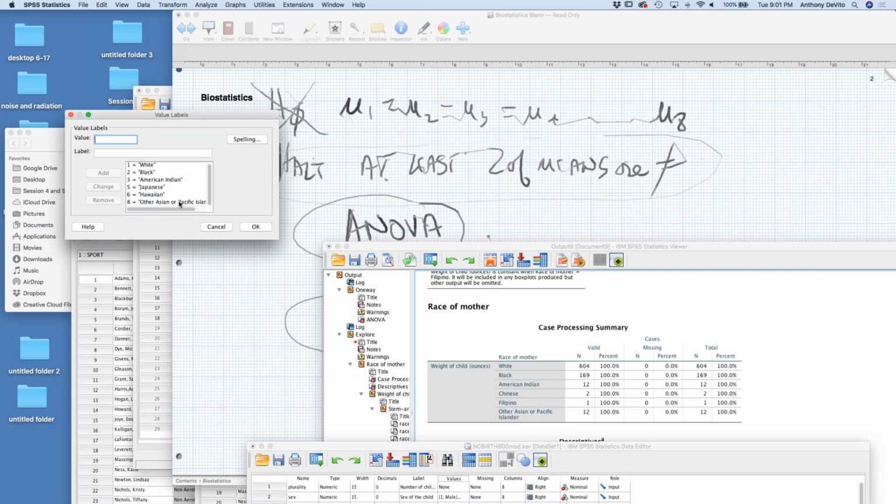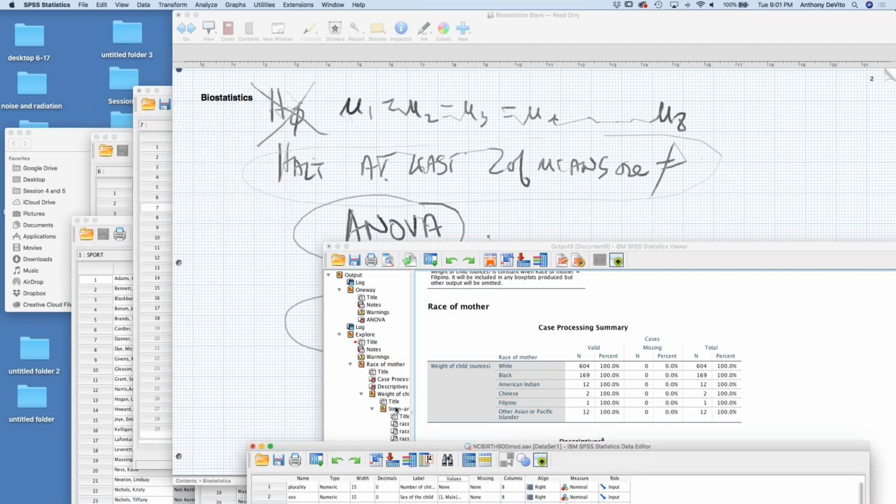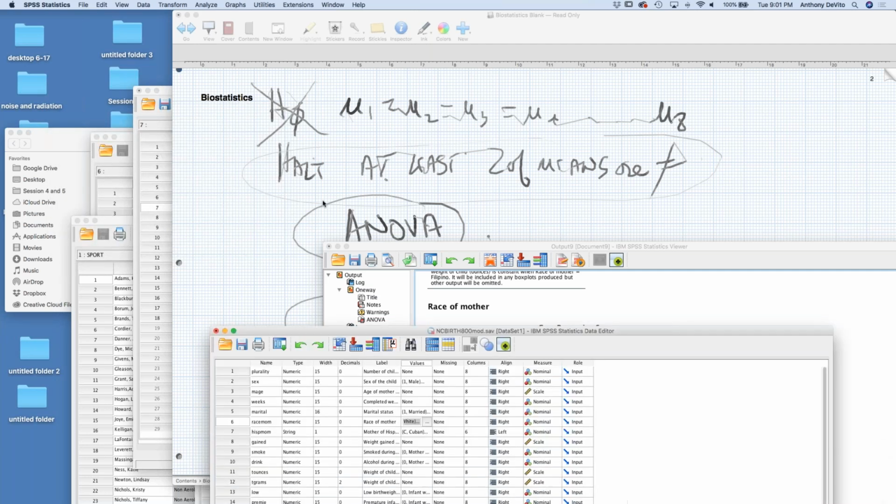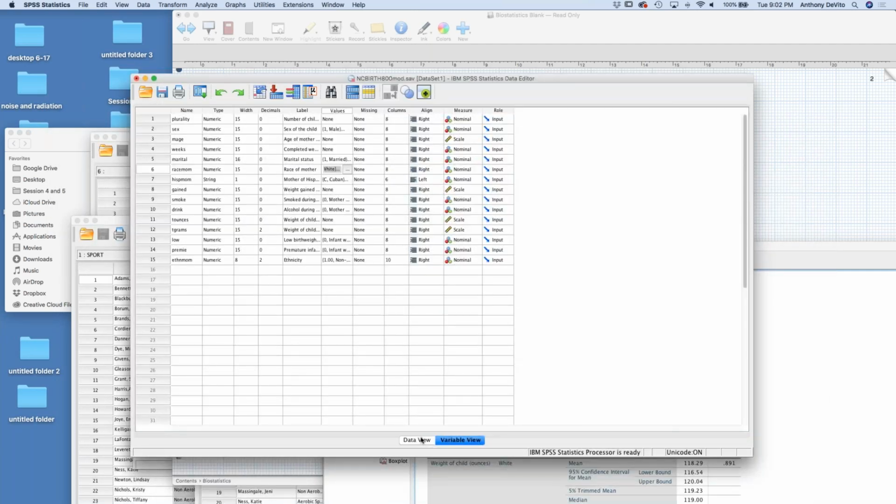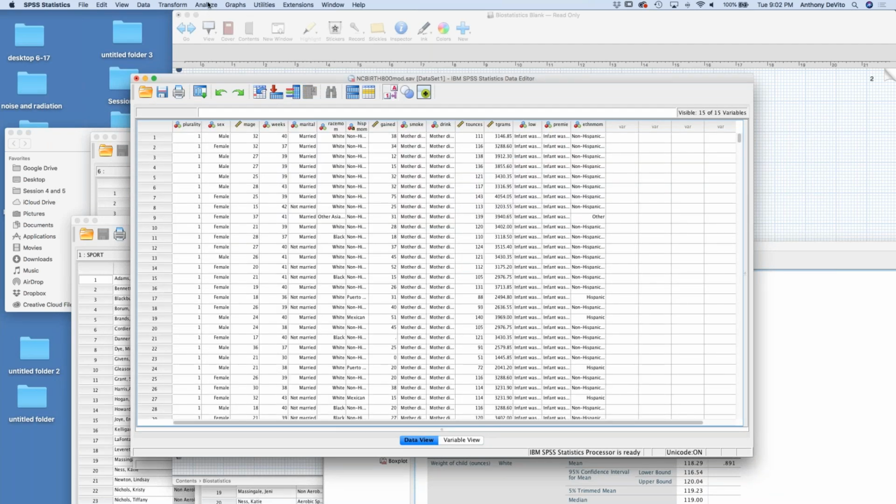And let's see if it will only analyze the remaining ones for me. White, black, American Indian, and other. Okay, we're going to take out Hawaiian and Japanese. Apparently there weren't any Japanese women in here, so I'm just going to work with those variables. Let's see if it'll work for me now, or if I actually have to remove those from the data set rather than just not define them.